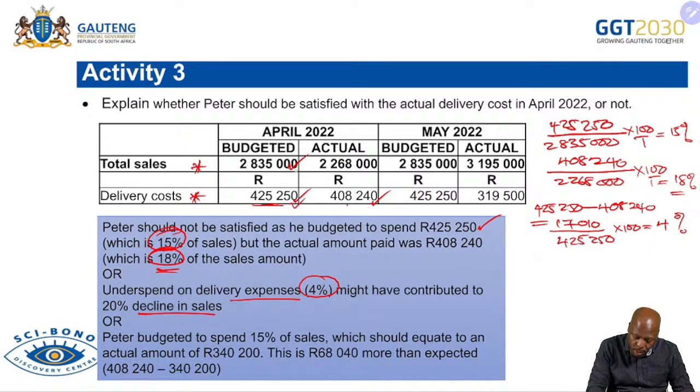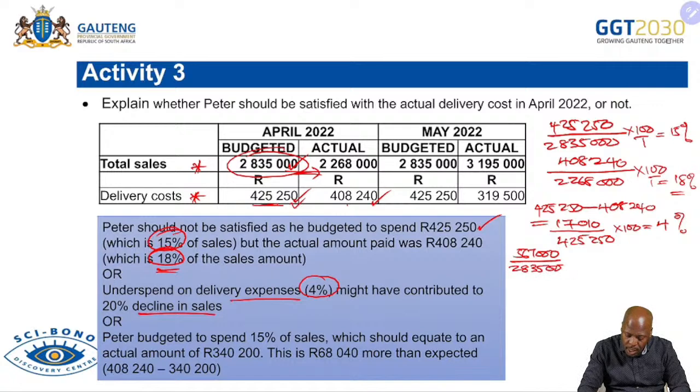But then he has now realized a 20% decline in sales. If you take the difference between these two amounts, the difference will be 567,000. And if you divide it by your 2,835,000, you realize that there is a 20% decline. So there is a 4% that has not been spent or underspent in terms of delivery, but this has led to a 20% decline in sales. That is not a good thing.